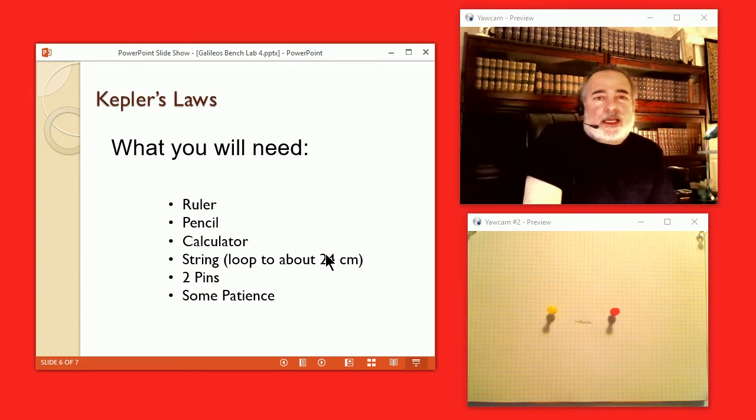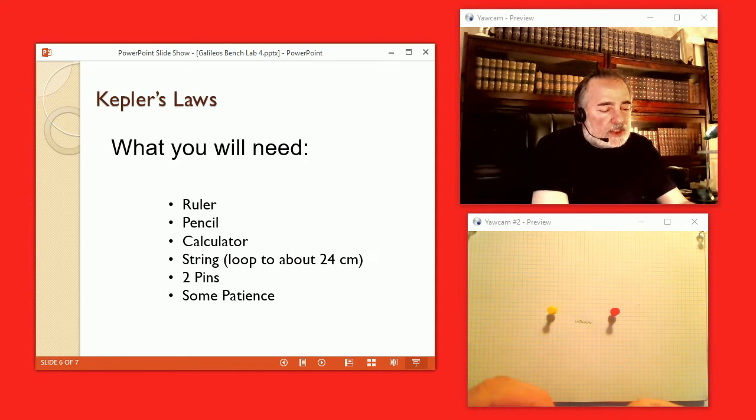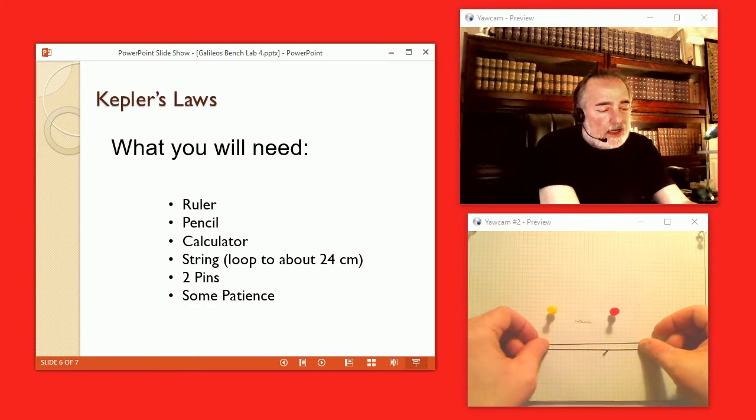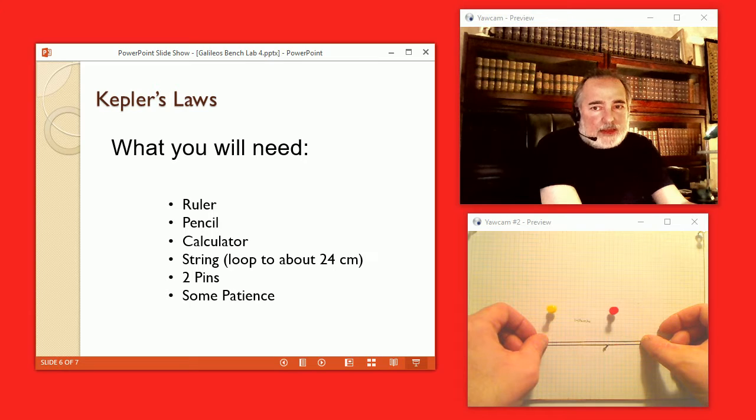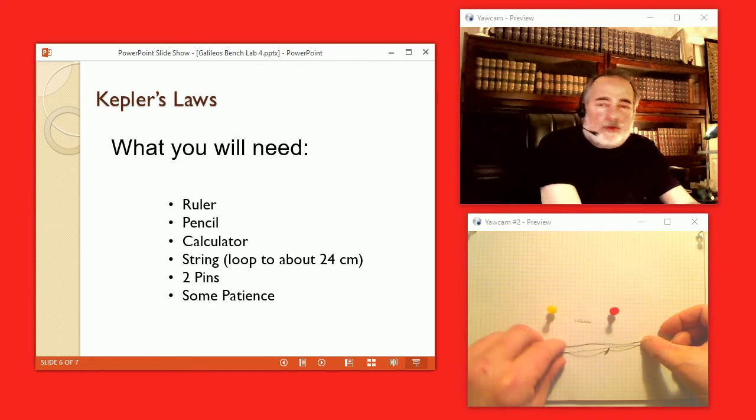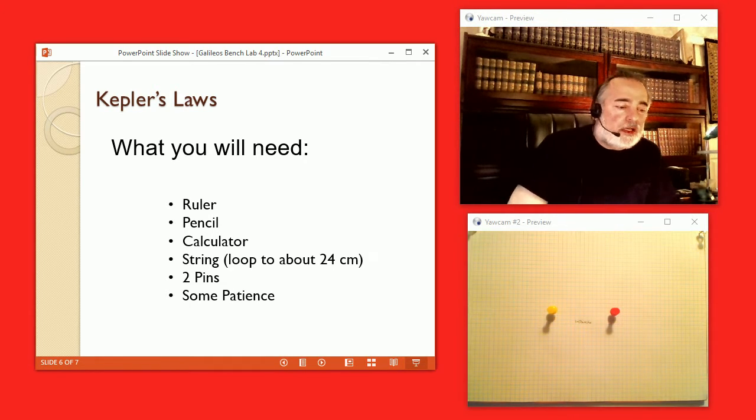So what you're going to need: a pencil, a ruler, a calculator, a string looped to about 24 centimeters, give or take. Mine is 24 centimeters. In other words, the string is 24 centimeters, and that distance between my thumbs is 12 centimeters. You need 2 pins, just like I have set up here, and a little bit of patience. So let's take a closer look at what we're doing here.